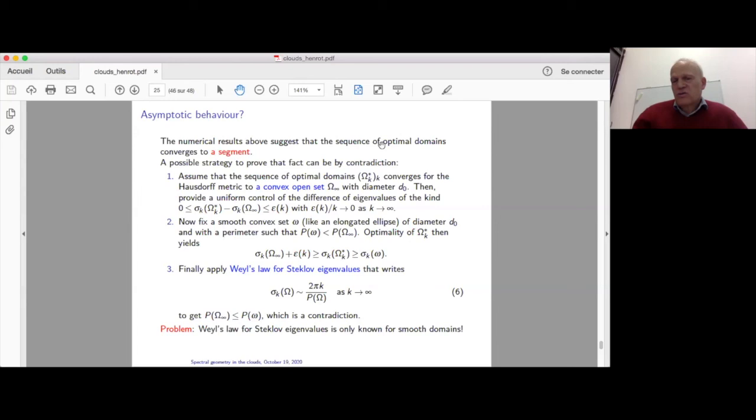I have no real idea how to do that. I think I did not realize exactly how difficult the regularity is.